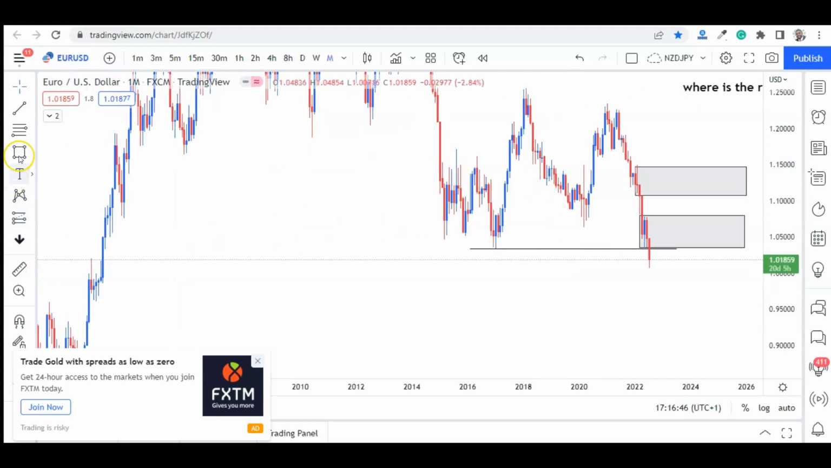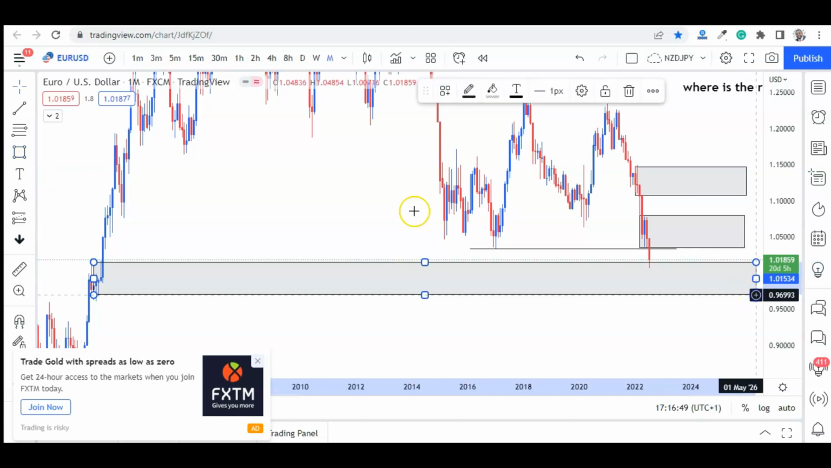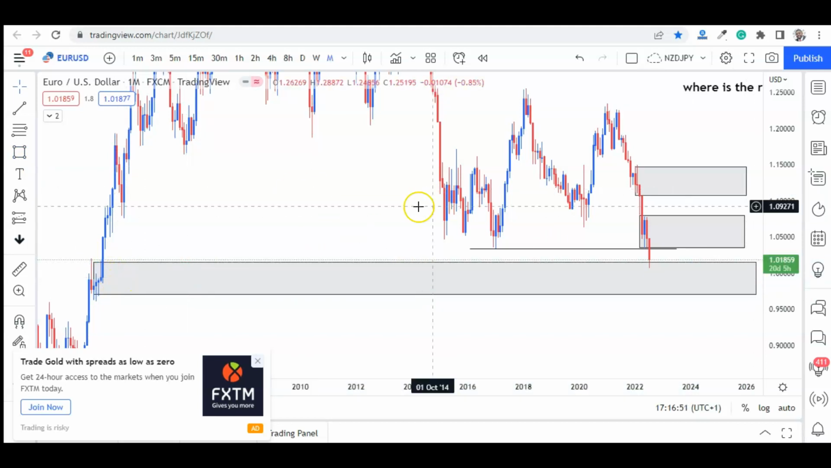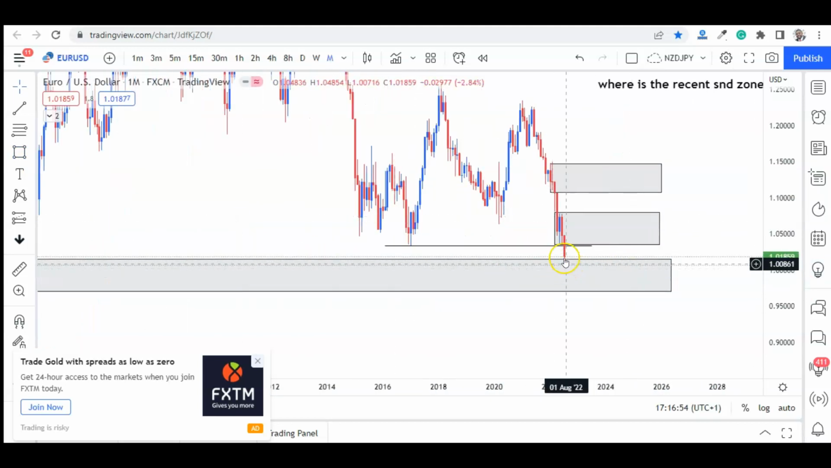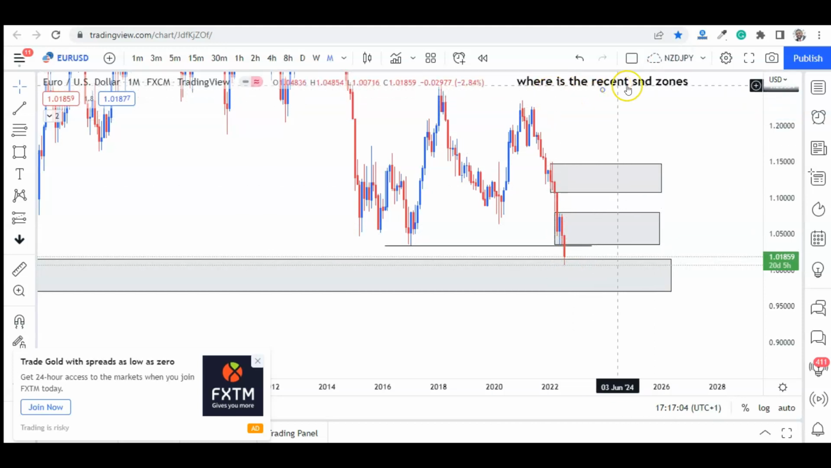Now, what are the obstacles that we have? We have one here, these demand zones here. There's a demand zone here, and that is why I say as price came in, there was a rejection. So now when you ask yourself where the recent zones are, you mark them out.